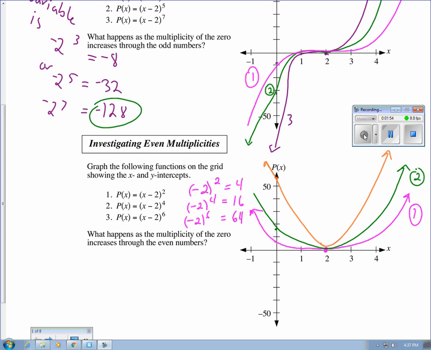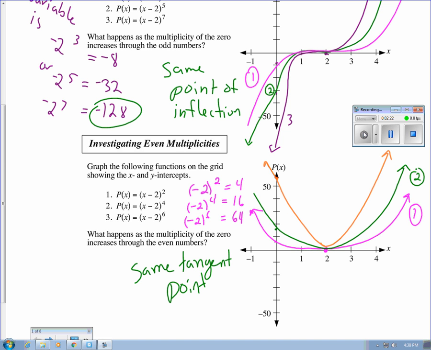So if I take a look at the graphs of the squared ones, or squared 4s and 6s, I notice that the graphs all touch at x equals 2. Those are tangents or local maximums or minimums. So as the multiplicity of the 0 increases through the even numbers, how would you describe what's happening to the graph?